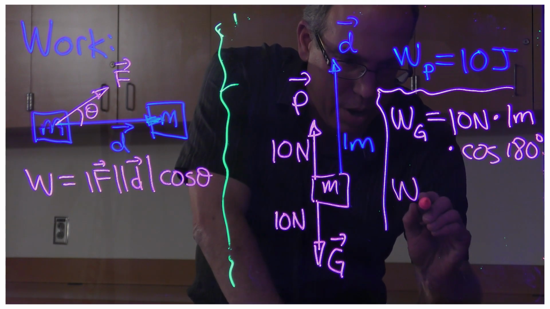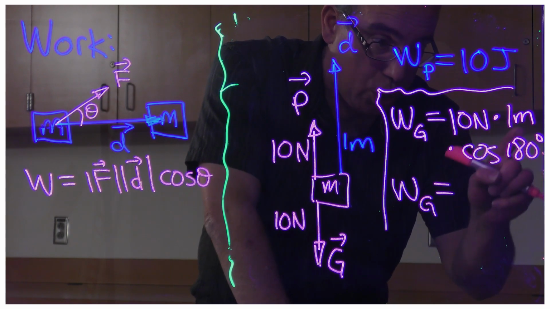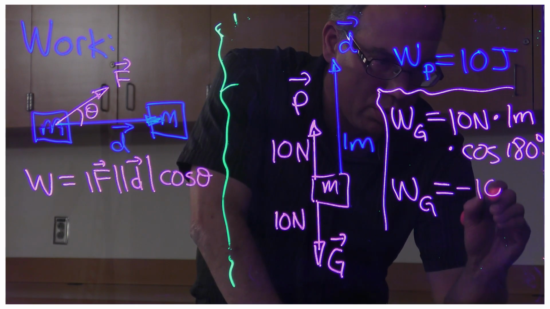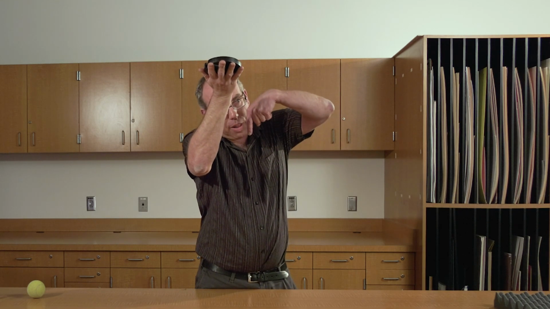So how much work was done by the gravitational force? It would be 10 newtons times 1 meter, which is 10 joules, but then times minus 1 gives me minus 10 joules. So that's what happened. As I moved the mass through that 1 meter vertically, even though I was applying a 10 Newton force and doing 10 joules of work, gravity was applying a 10 Newton force in the opposite direction, doing minus 10 joules of work. The total work done was 0.